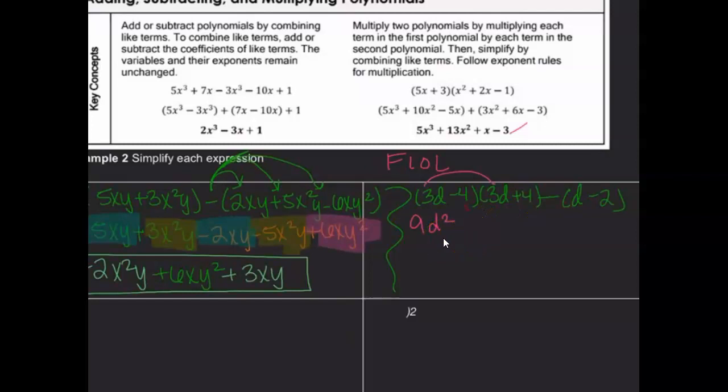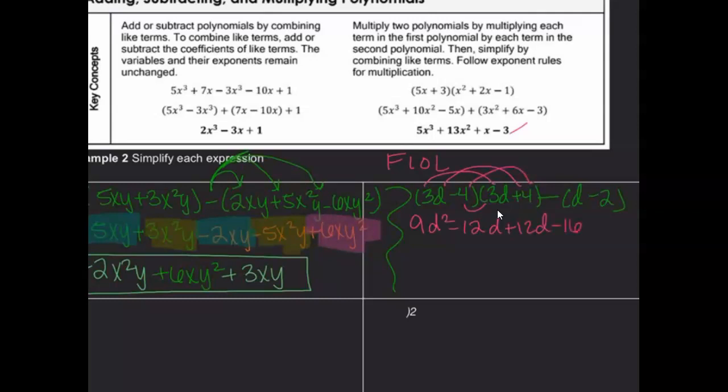Inner, so my inner numbers together. So negative 4 times 3d, which is negative 12d. Outer, 3d times 4, positive 4 this time. So positive 12d. And last, my last terms. Negative 4 times positive 4, which is negative 16.